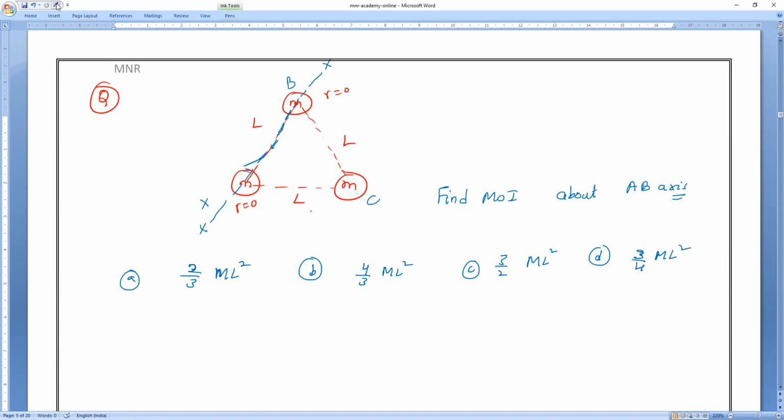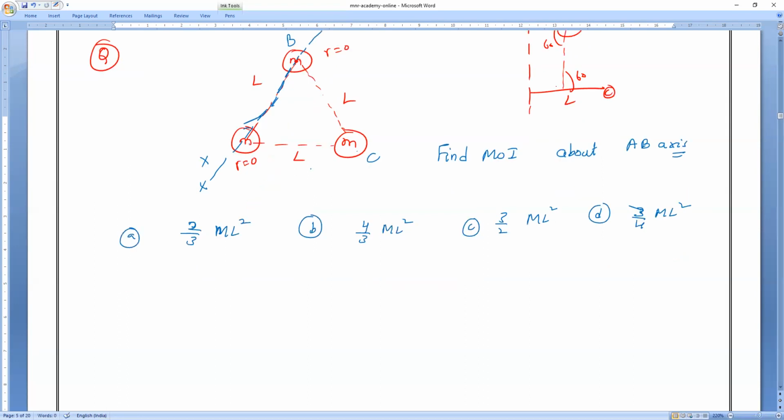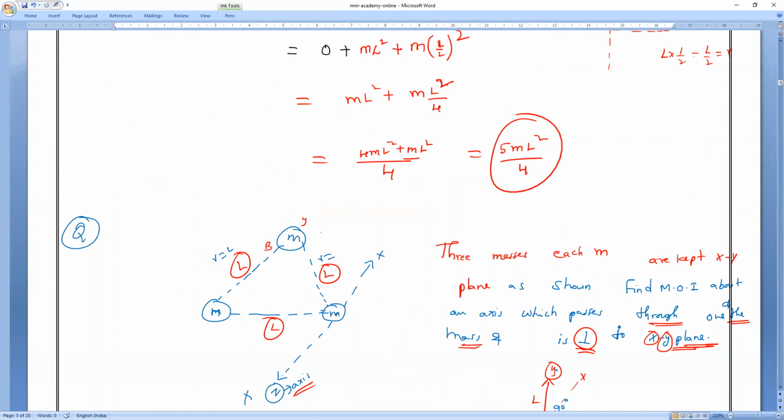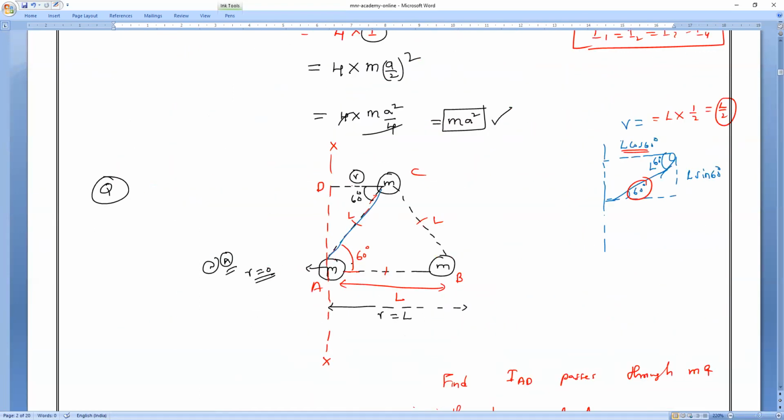So I'll give you a clue. See this body: if it is a perpendicular axis, then I can say C body is at L distance. And if there is another body here, like before, we found it by applying the angle, 60 degrees here and 60 degrees here. So here, L cos 60. Yes, and we solved it. Yes or no? Have you solved all this question? Check it, everyone. So that is what we found before.